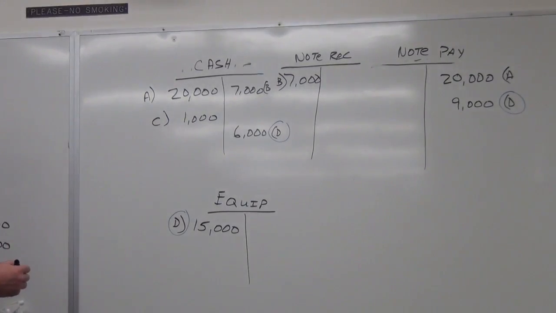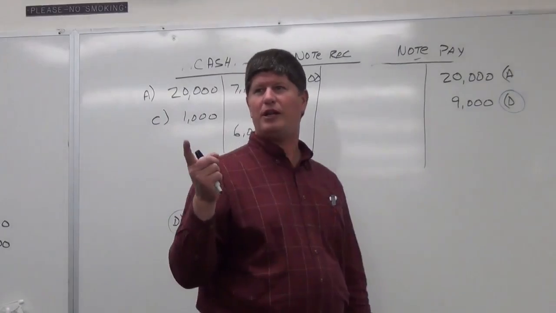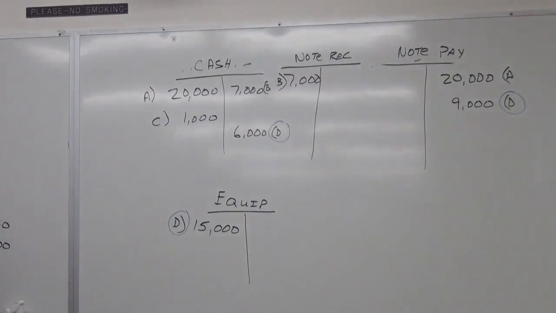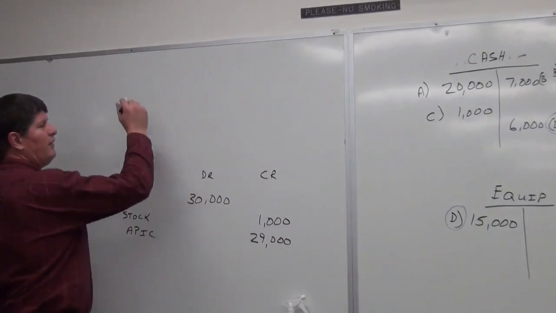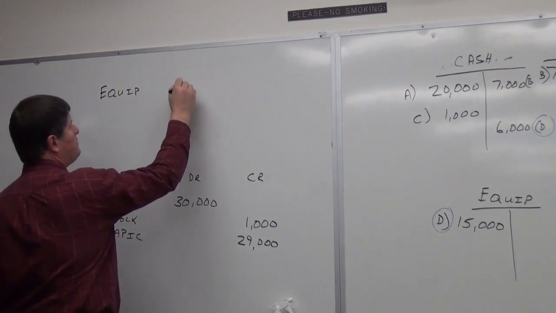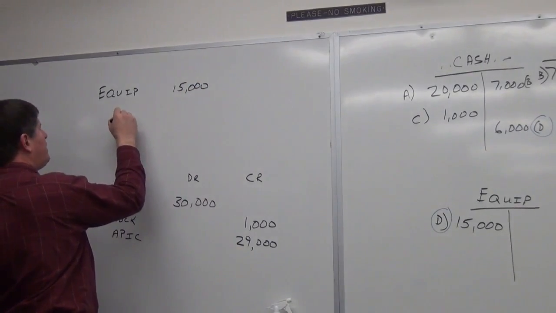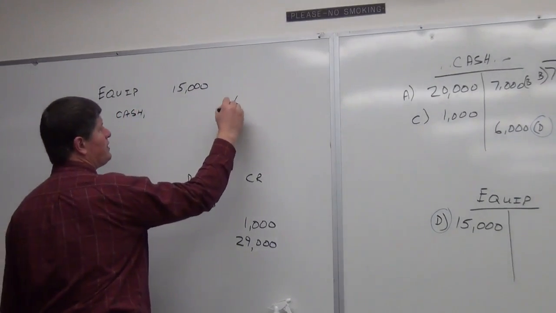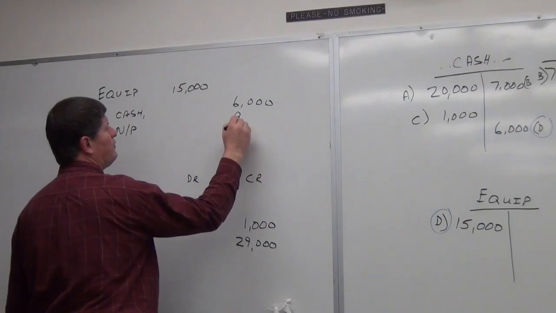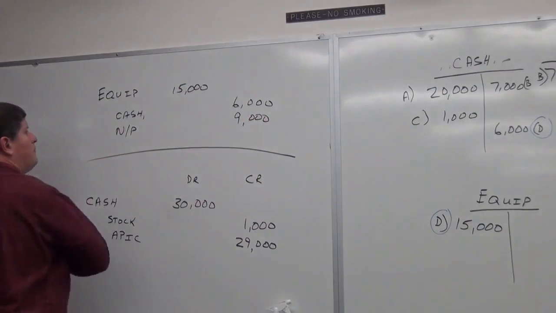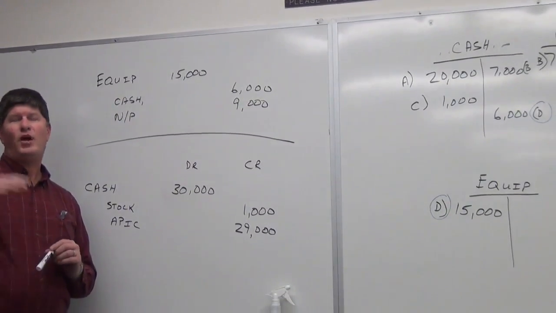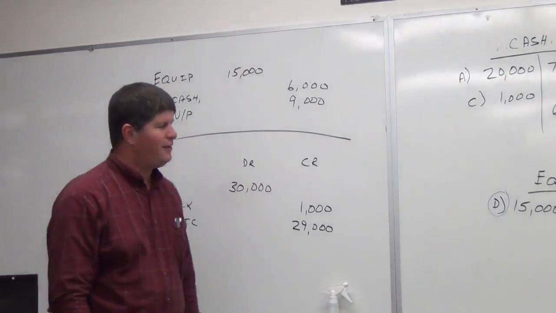If you were to write that as a general journal entry, we've talked about the general journal, yes? Okay. It would look, I'm going to erase this. We would have a debit to equipment for $15,000, credit to cash for $6,000, and a credit to note payable for the other 9. Okay? Everybody happy? I'm happy. You happy? Yes. All right, good.